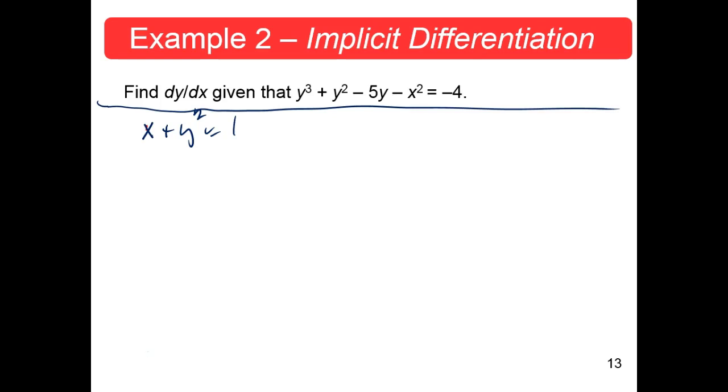What was our procedure before? Isolate the y. Okay, and what would that be? How would you do that? Subtract x from both sides. Okay, and that gives you y squared is equal to 1 minus x. And now what? Square root: y is equal to the square root of 1 minus x, missing a little something, plus or minus.